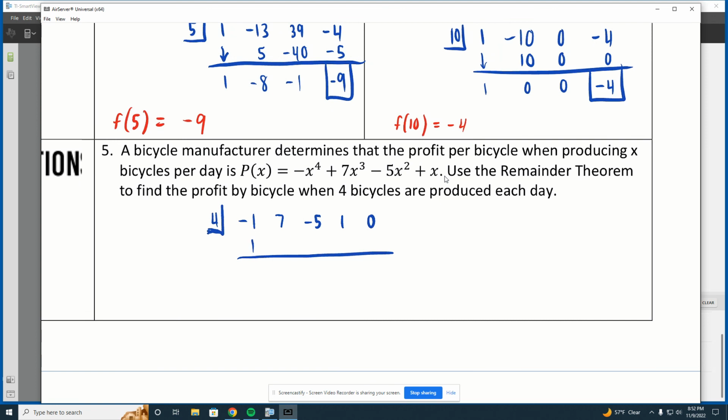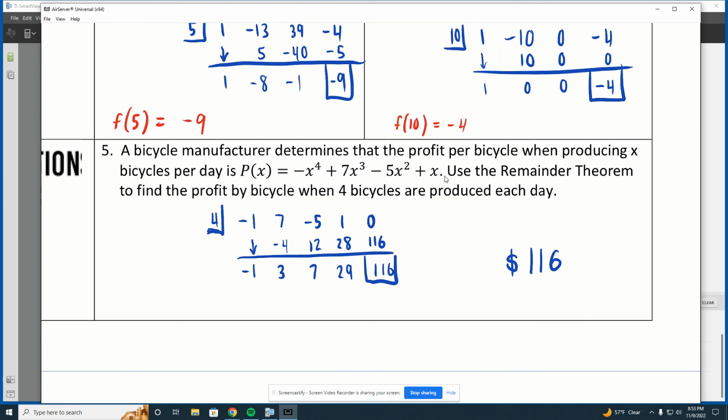Now, let's go back and work this thing all the way out. Bring down your negative 1. And here we go. 4 times negative 1, negative 4. 7 minus 4, 3. 4 times 3, 12. 12 minus 5, 7. 4 times 7, 28. 1 plus 28, 29. 4 times 29, might need to use a calculator for that. I've already done this, obviously. That's 116. 0 plus 116 is a remainder of 116. What's that mean? That means my profit is $116 when 4 bicycles are produced each day.